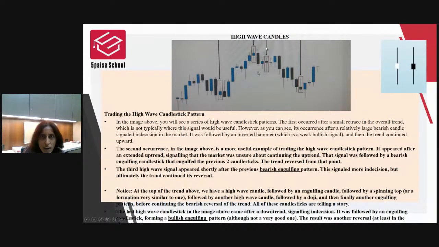Just see this. Again, you are seeing a high wave candle, right? The third high wave signal appeared shortly after the previous bearish engulfing pattern, and this signals more indecisiveness, but ultimately the trend continued its reversal. So you have to be very careful while you are making interpretations from these candlestick charts, right?